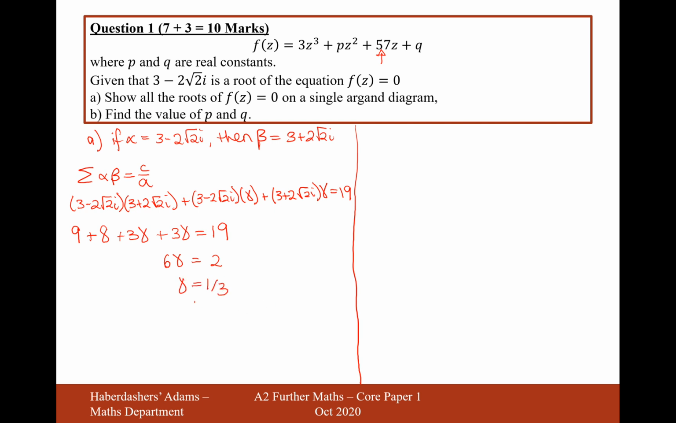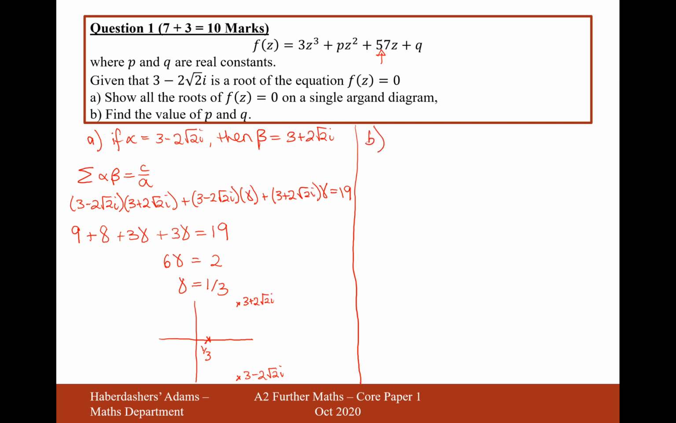So there we are, that's the third root, and the Argand diagram will look like this. It will have one root at a third, another root at 3 + 2√2i, and another root at 3 − 2√2i. So there we are, that's the answer for part A.